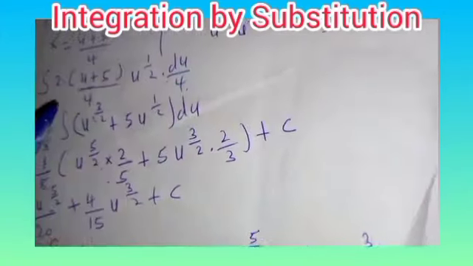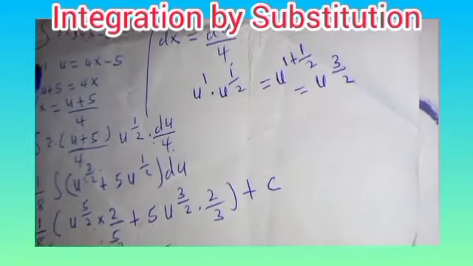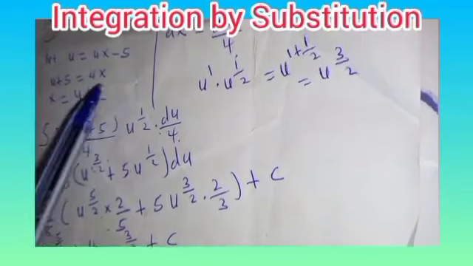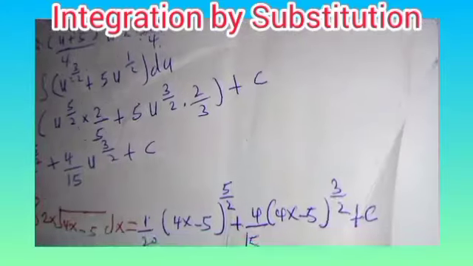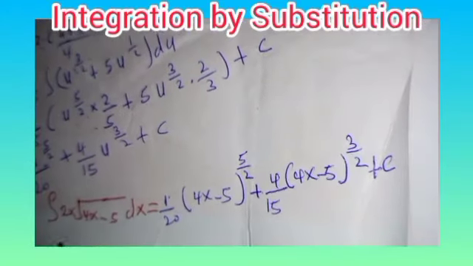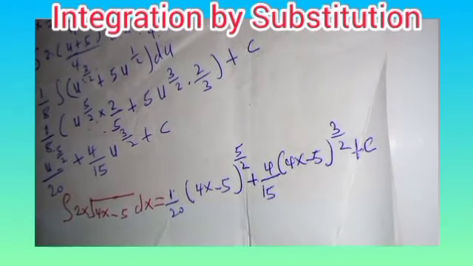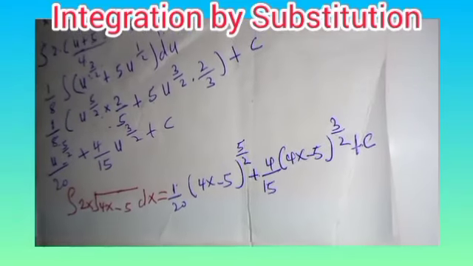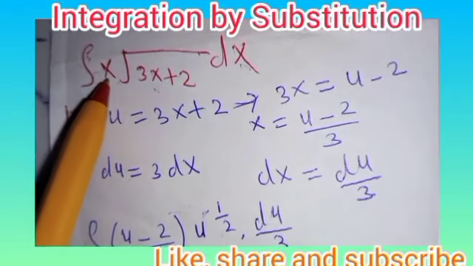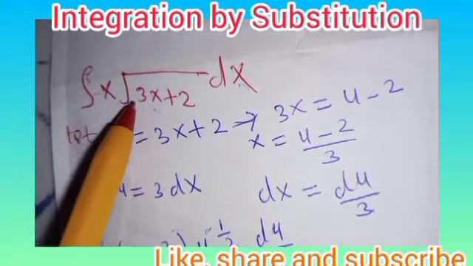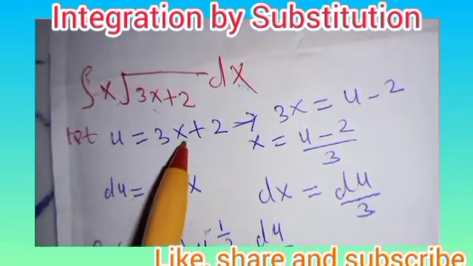You simply let your u be whatever is in the bracket, then you make x the subject, and then you substitute and simplify as shown there. We go to the final example of our consideration today. So we integrate this integral of x root 3x plus 2. We are going to let u be 3x plus 2.